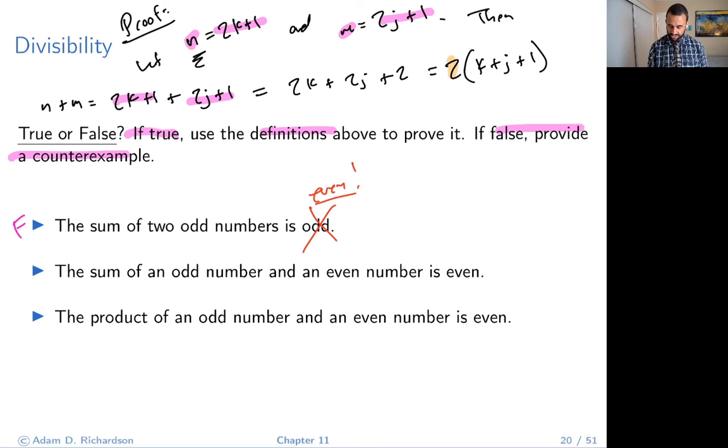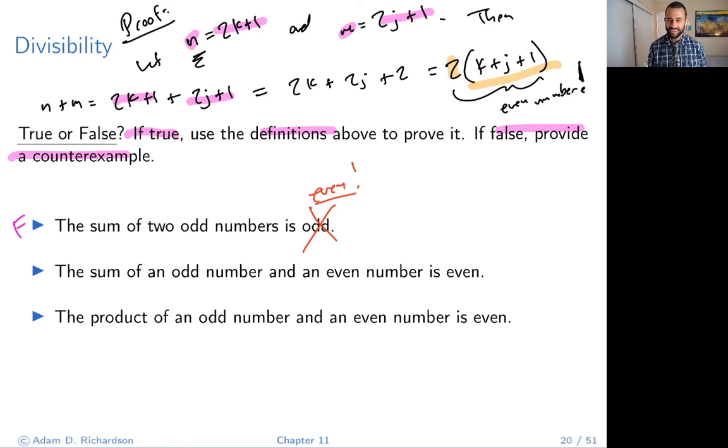The structure I have is 2 times some number. Doesn't matter what that number is. It's a whole number, or it's an integer, I should say. It's 2 times some integer, which means that that number is even. This is an even number. There it is. That's an even number!